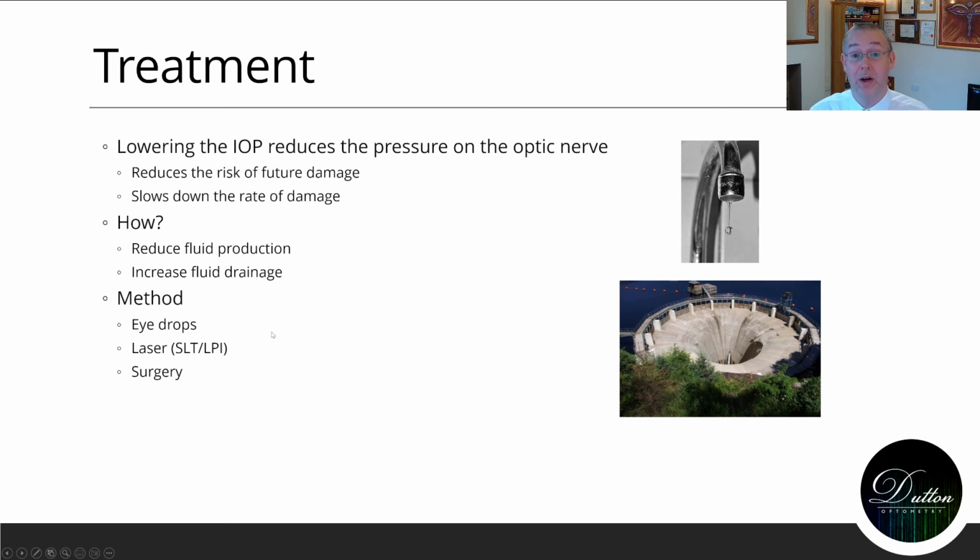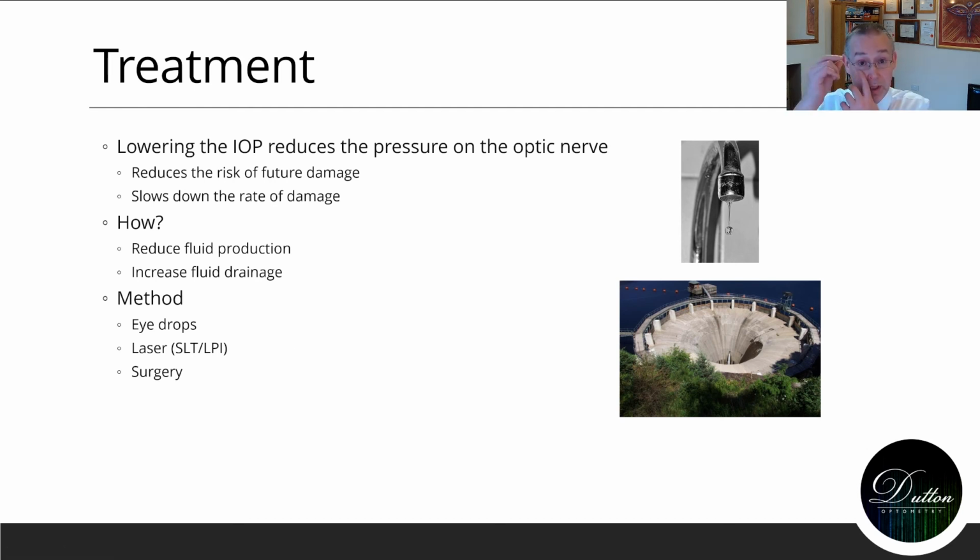The commonest one is eye drops. And the eye drops actually can do either of these. They can reduce the rate of the fluid being produced, and they can help to increase the rate of the fluid draining out. The main thing with eye drops is to remember to put them in when you're supposed to.